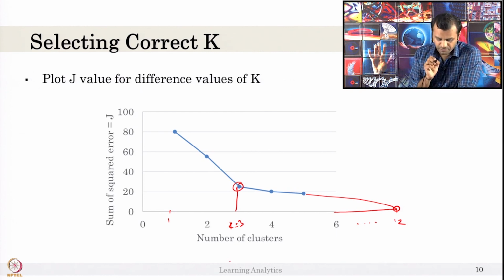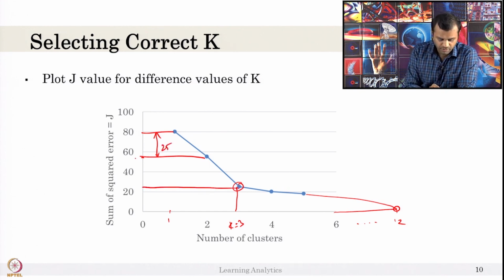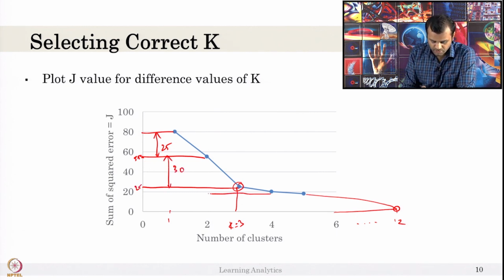For example, for k equal to 1 to 2, the difference in sum of squared errors is, say, 55 to 80, say 25 points. For 55 here, say 25 here, this difference is 30, but this difference, you know, is just a 5.